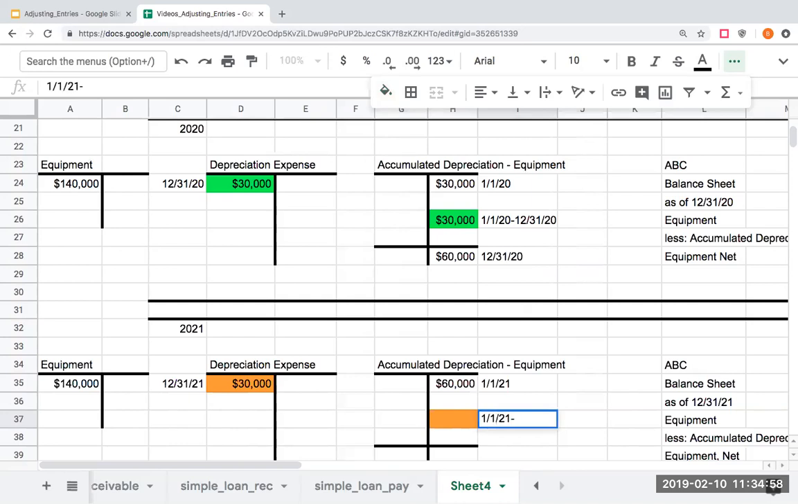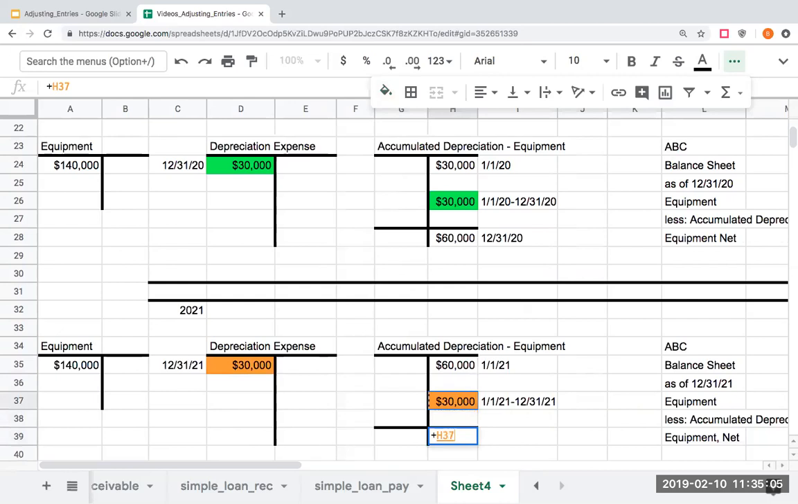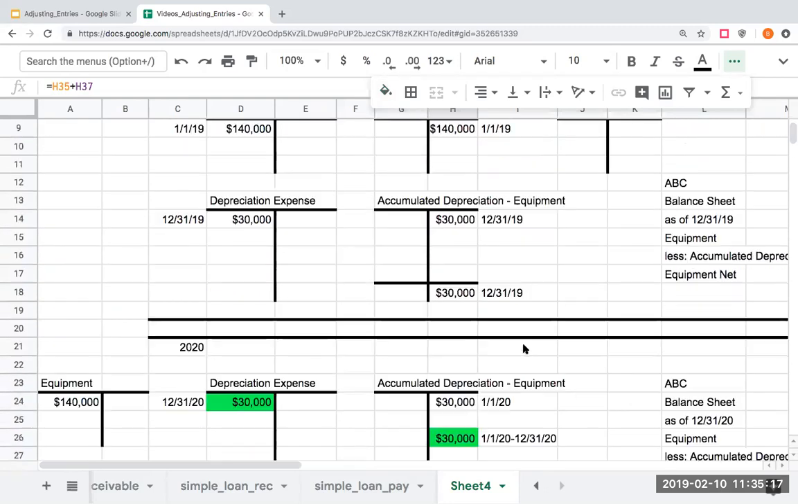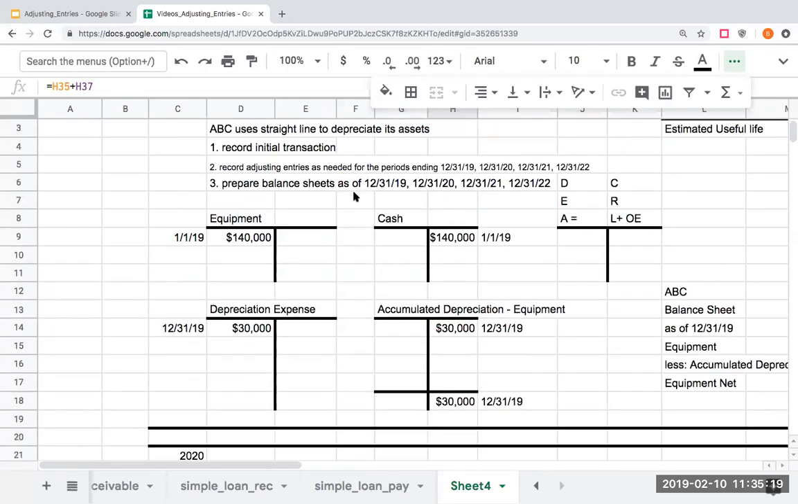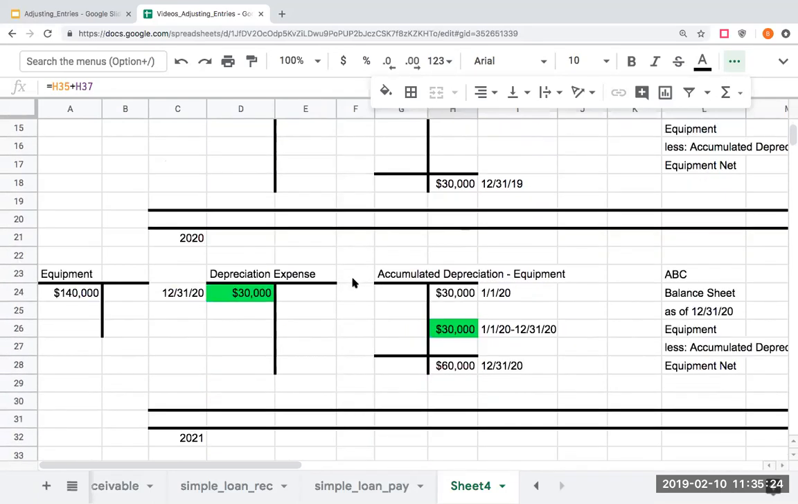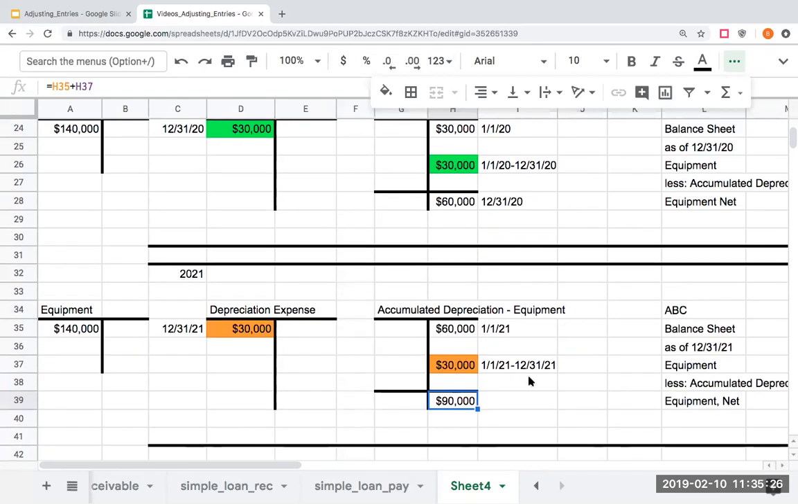So this is going to be 1/1/21 through 12/31/21 because we've used that asset over a period of time. And so now my ending balance here is going to be $90,000. And if we think about this, we've now used this asset for its full useful life, or 3 years. We had it over here, it's got a useful life of 3 years. So here is year 1 of the depreciation, here's year 2, and here's year 3.